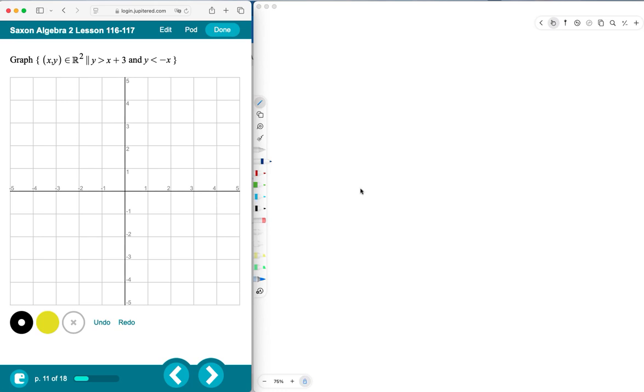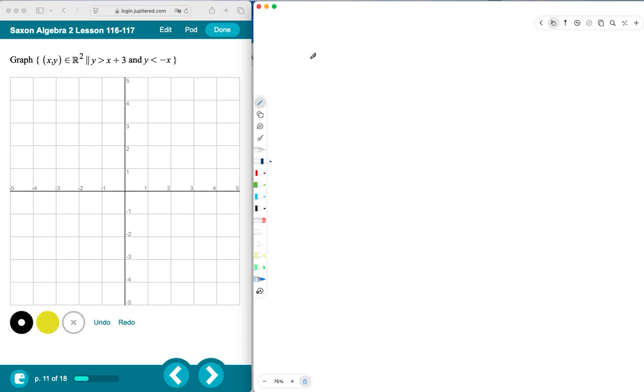Takes a little bit of effort. So when you see R squared, that just means there are two number lines. (x, y) is a member of the set of the Cartesian system, which is just another way to say a plane, such that y is greater than x plus 3 and y is less than negative x.